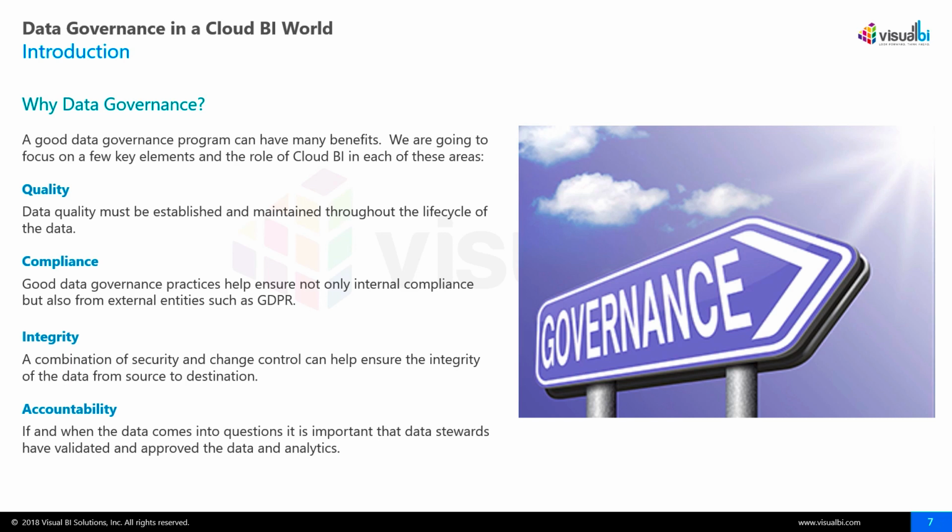Next, data integrity. Data integrity is a combination of security and change control, and these things can help maintain integrity through the lifecycle of this data. And lastly, I want to talk about accountability. Channel mentioned earlier the data steward. The data steward is going to play a critical role in accountability, making sure that when data does come into question, we know who to go to, and that person has that ownership and accountability to provide feedback when it's necessary.